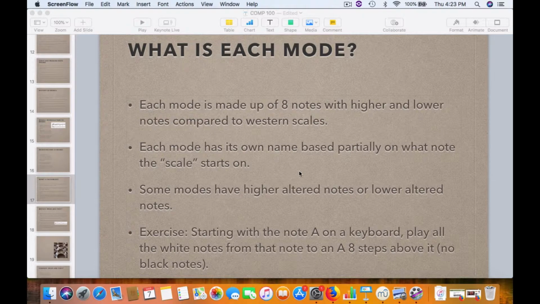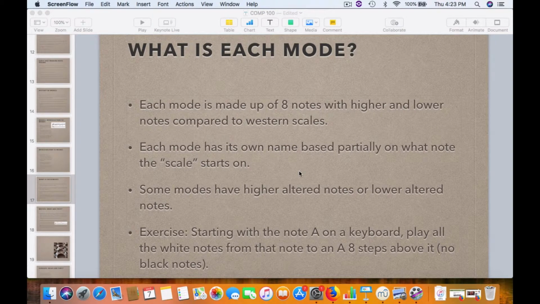So some modes have higher altered notes. For instance, Dorian has a high 6, which is B natural, and others like the E to E one, the Phrygian, has a low 2, which is F natural. Whereas normal Western scales would have the F sharp if it sounded like minor, E minor: E, F sharp, G, and so on. But that one is E, F natural, G, A, B, C, D, E.